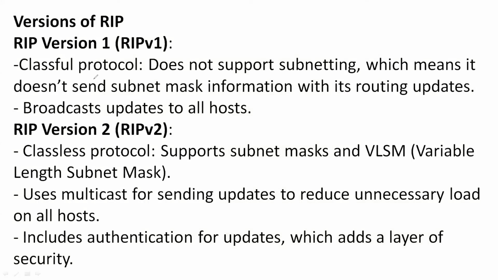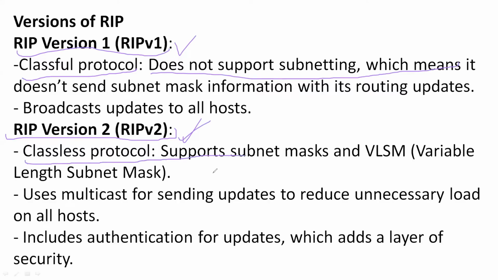Let's talk about RIP version 2 and compare it with version 1. RIP version 1 is a classful protocol, which means it supports only the limited classes of IP addresses. But RIP version 2 is a classless protocol, which means it supports subnetting. FLSM as well as variable length subnet mask are also supported.